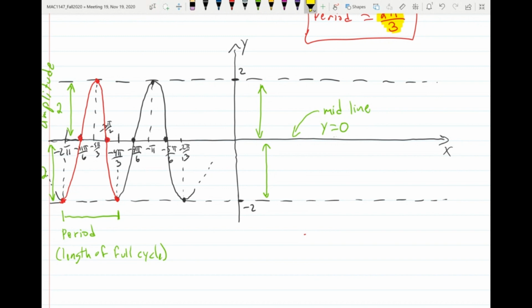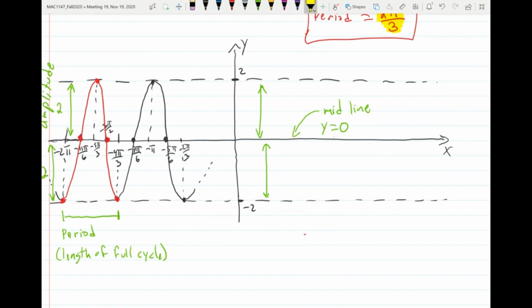So I wrote the main cycle from negative 2 pi to negative 4 pi over 3. We'll worry about the other stuff later. And then we draw. The reason why we started down at negative 2 pi comma negative 2 is because of the flipping, remember. If we had a positive 2 instead of a negative 2, we would start above instead of below the midline, okay? So once you decide where to start, then the rest is automatic.